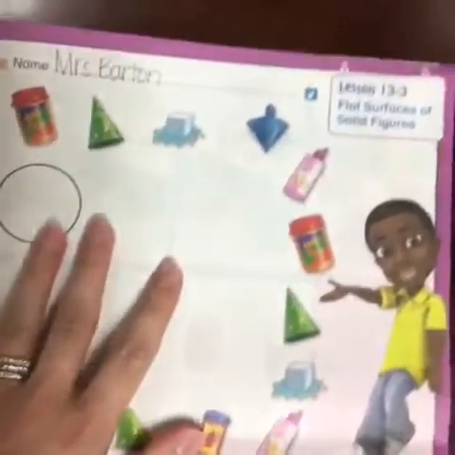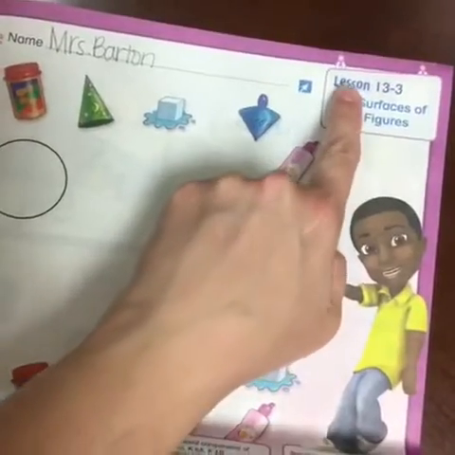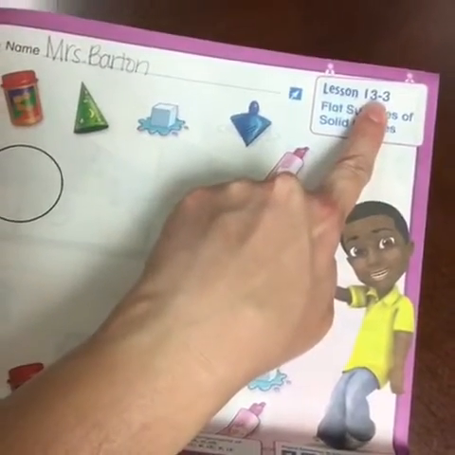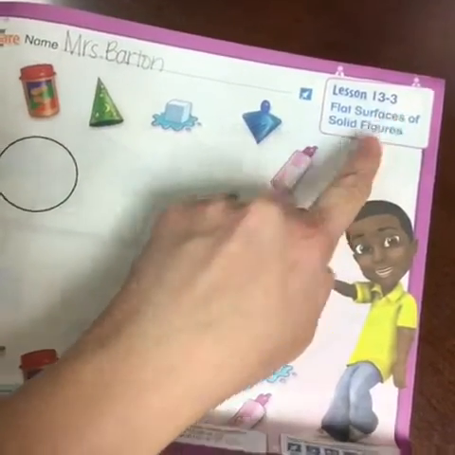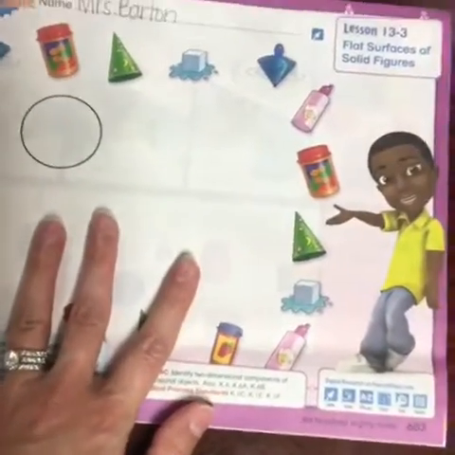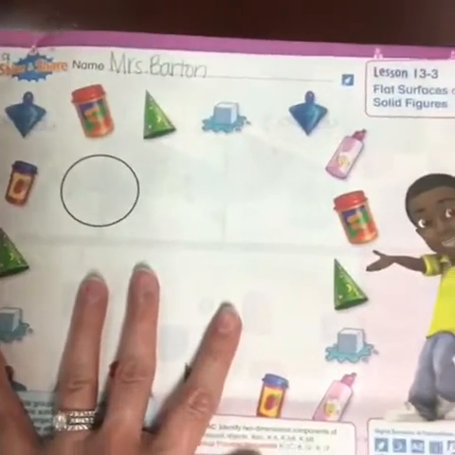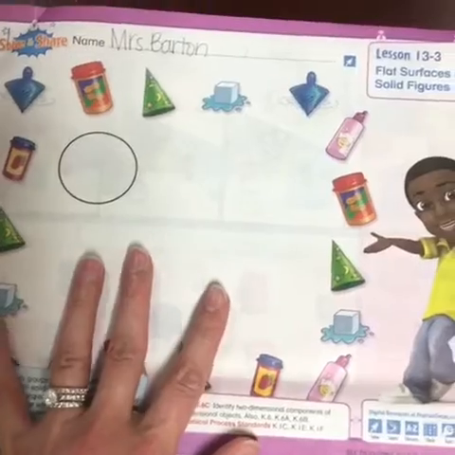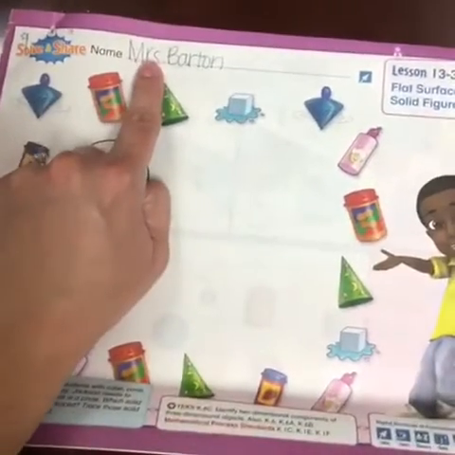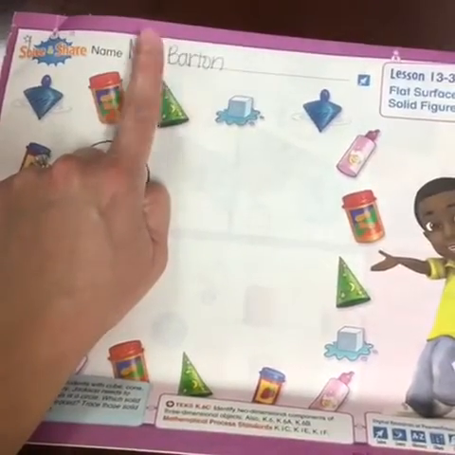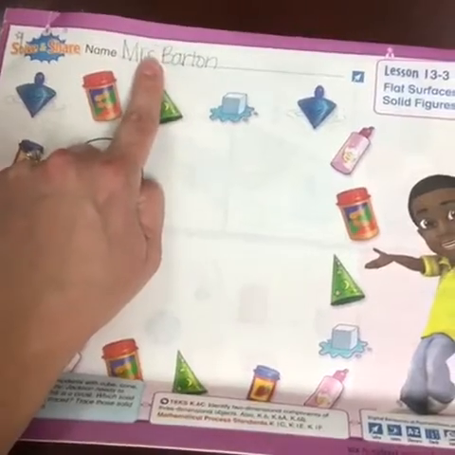So today we are now going to be doing math lesson 13-3. Okay, so if you could go and get that page that looks just like this, I would appreciate it. Make sure that the first thing we do is always the same. We pick up our pencil and write our name.